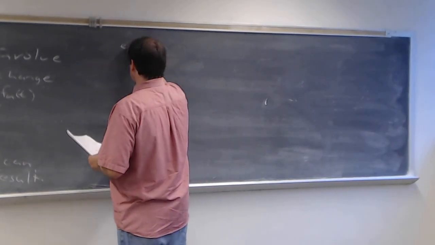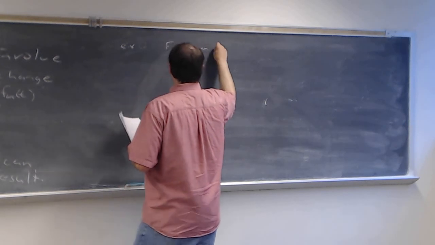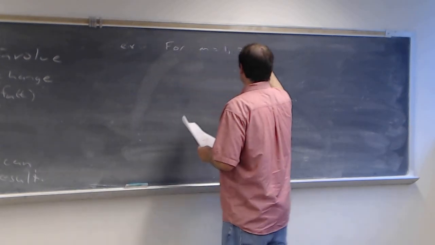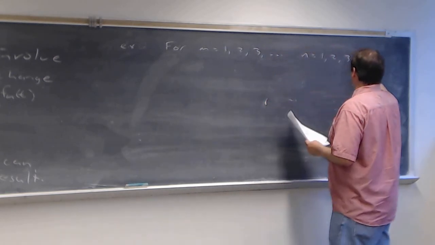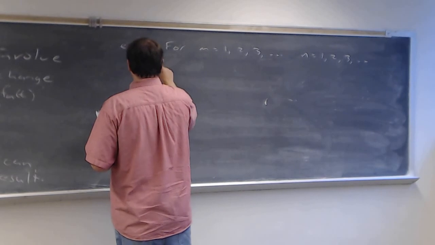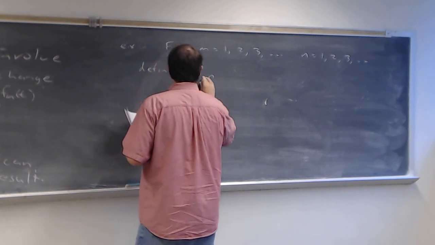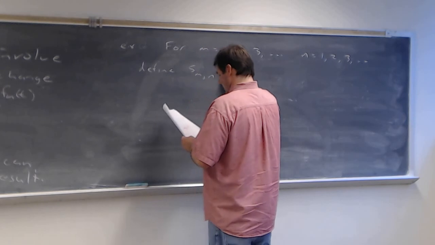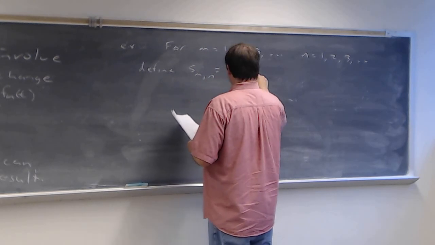Let's look at this particular example. This is straight out of the book. So m is equal to 1, 2, 3 forever, and n is equal to 1, 2, 3 forever. Define S sub m comma n as m over m plus n.